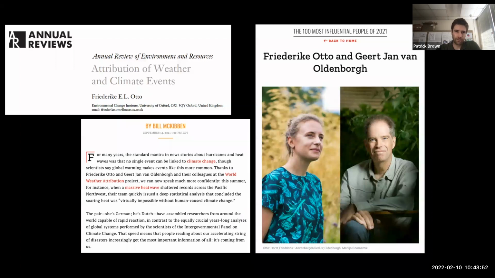And so here's the little blurb in Time magazine. For many years, the standard mantra in news stories about hurricanes and heat waves was that no single event can be linked to climate change, though scientists say global warming makes events like this more common. Thanks to Frederic Otto and Geert-Jan van Oldenburg and their colleagues at the World Weather Attribution Project, we can now speak much more confidently. This summer, for instance, when a massive heat wave shattered records across the Pacific Northwest, their team quickly issued a deep statistical analysis and concluded the soaring heat wave was virtually impossible without human-caused climate change.